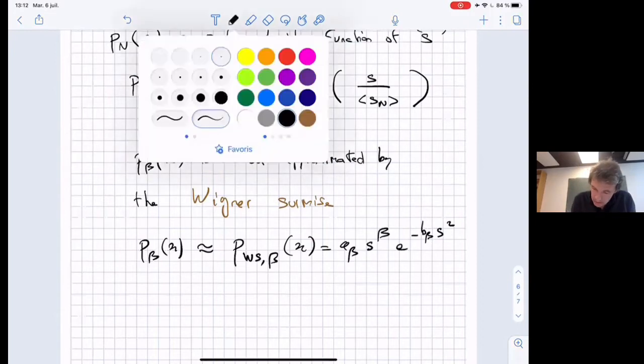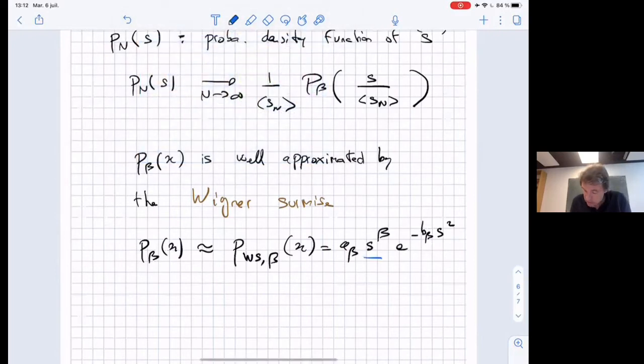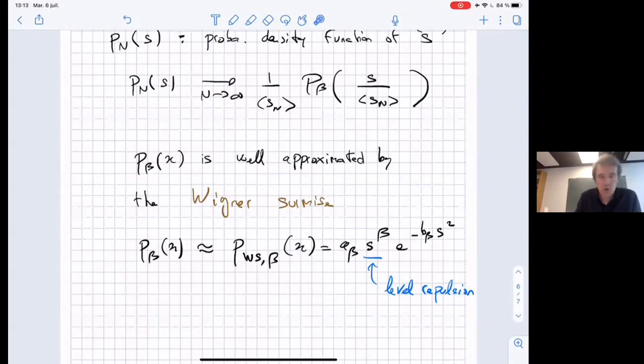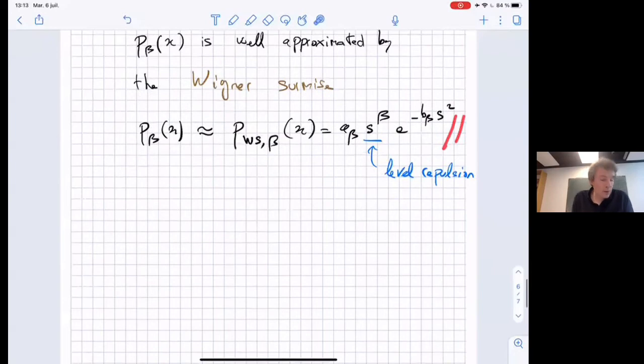But this one here is actually quite interesting because it really reflects the fact that the probability to have a gap of very small size, the probability for that event is very small. And that actually comes from the level repulsion. So again, this is not an exact formula. The exact formula is in terms of a Fredholm determinant or Painlevé functions. But it turns out that this is typically a very good approximation.